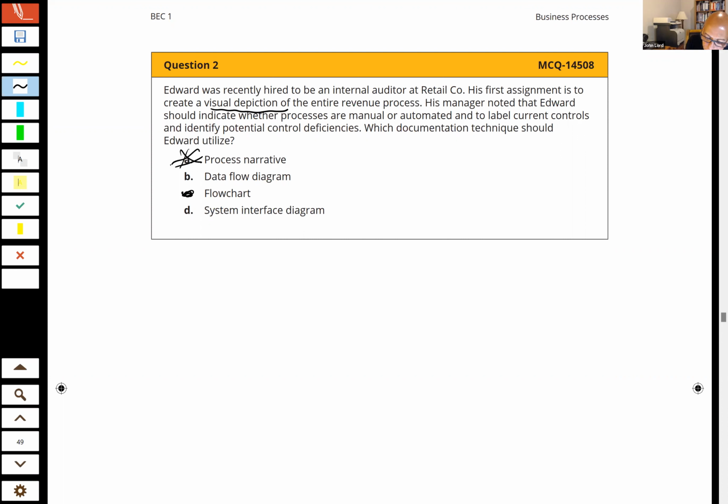Now, a data flow diagram is just showing the source of the data. This is where it goes. It's not going to have as much information about controls and whatnot. A system interface diagram, although it may be useful to identify potential inappropriate segregation of duties, I don't think it is going to talk about processes manual or automated and label current controls. So you might have had it down between those two, but once you consider the level of detail being talked about here, as most of you did, you got it correct that flow chart would be the best answer here.